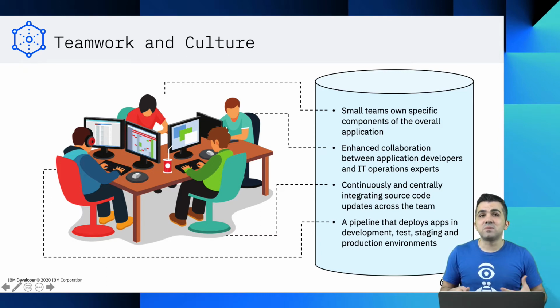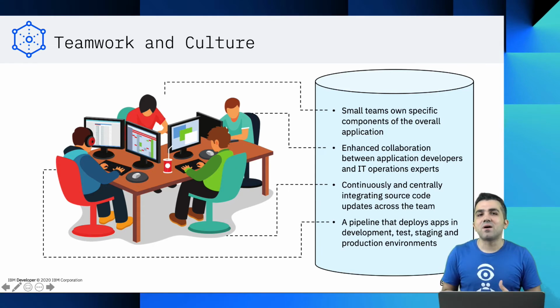Including small teams owning specific components of the overall application. Collaboration between application developers and IT experts is enhanced, and continuously and centrally integrating source code operates across the team. And that basically creates a pipeline that deploys apps in development, test, staging, and production environments. Now, how does cloud native development make those happen?